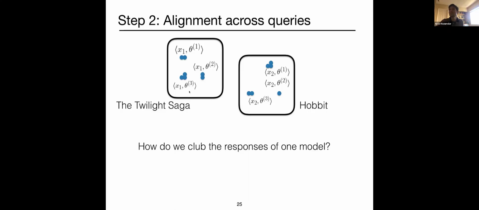And you can think of this as ratings for two different movies by different people, right? But now I want to club the responses of one model. So I want to take x1 times theta 1 and x2 times theta 1 and club them together, because then I will be able to solve a linear system. But since I don't know who is rating what, I cannot really club these models together, right? So there is this asynchronicity, or mismatch. We don't know how to club the responses of one model, so there is no alignment, so to speak, and that's going to be a big problem.